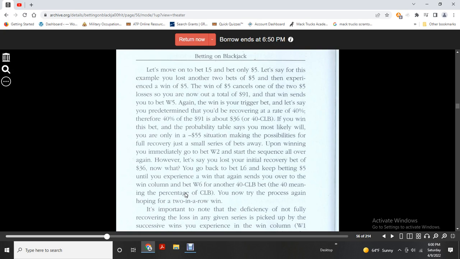Let's move on to L5. Bet only $5. Say for this example you lose another two bets at $5, then experience a win of $5. The win of $5 cancels one of the two $5 losses.